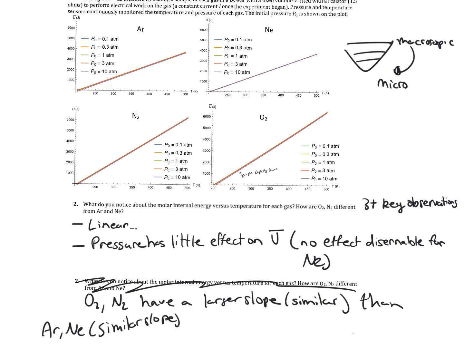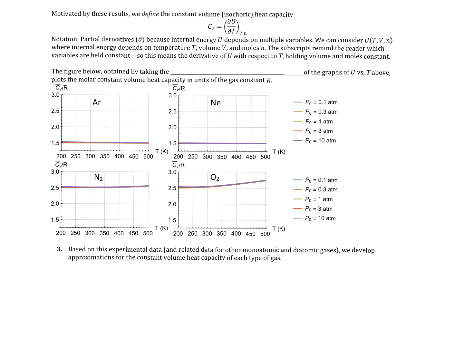How is energy distributed in those different molecules? What energy levels are occupied? Again, we just went the opposite way in the previous homework, but now we have this macroscopic data. Let's see what we can learn from that. We see these very different behaviors in macroscopic energy versus temperature for N2 and O2 versus Ar and Ne.